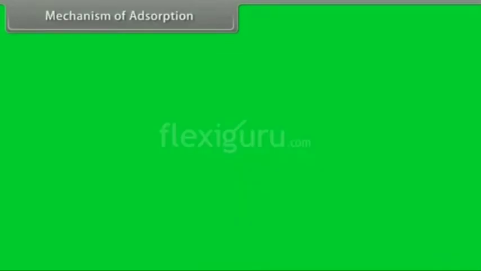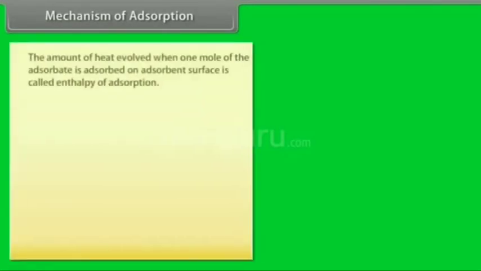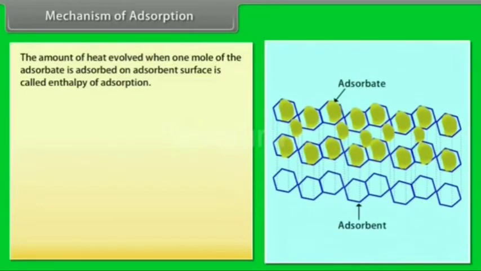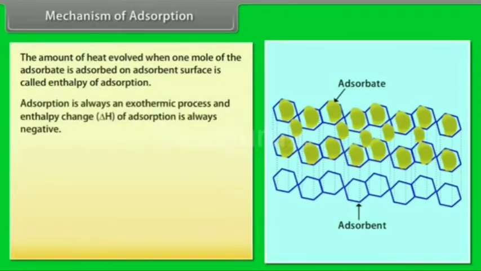Mechanism of adsorption. The amount of heat evolved when 1 mole of the adsorbate is adsorbed on the adsorbent surface is called the enthalpy of adsorption. Adsorption is always an exothermic process. The enthalpy change of adsorption is always negative.